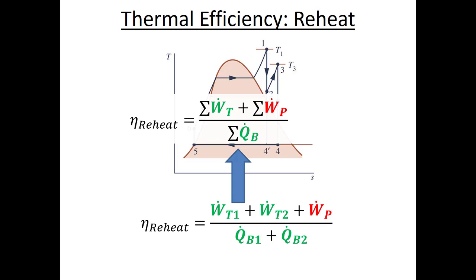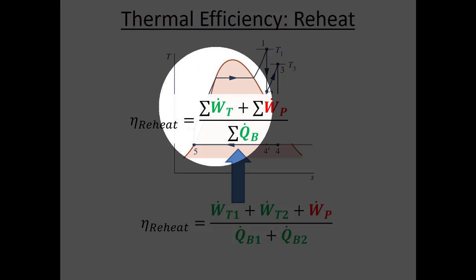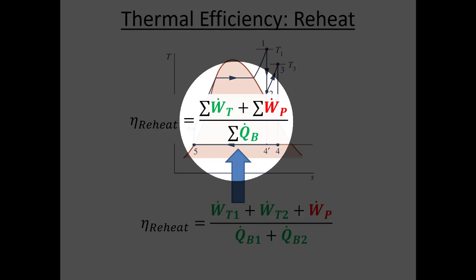But if I wanted a more general equation for Rankine cycles with reheat, or really for any Rankine cycle, then my thermal efficiency becomes the sum of all my turbine powers plus the sum of all my pump powers divided by the sum of all the processes where I'm adding heat. So this is kind of a generic equation for a Rankine cycle thermal efficiency. So if you remember this equation, you don't have to remember the particulars for any cycle.